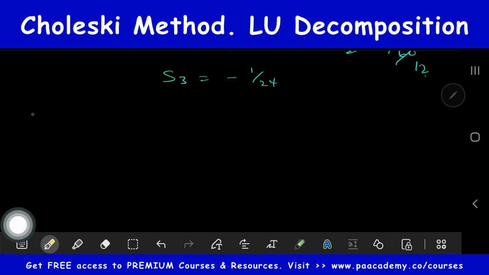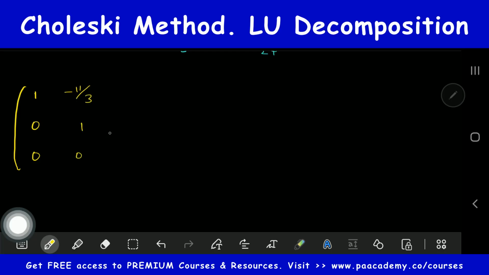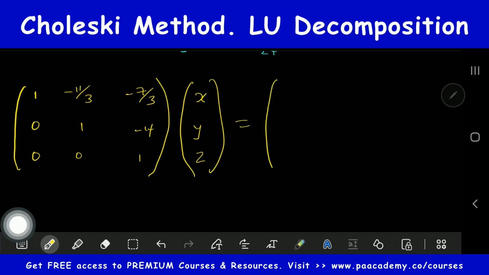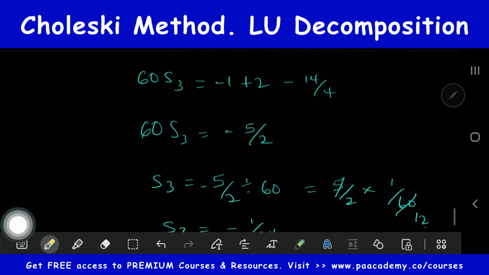So I'm going to be having the second matrix, which is 1, 0, 0, minus 11 over 3, 1, 0, and then minus 7 over 3, minus 4, 1. Then next to it, we are going to be having x, y, and z, equals the values we got for s1, s2, and s3, which is minus 2 over 3 for s1, 1 over 4 for s2, then minus 1 over 24. So you need to take note of this arrangement. This is what you are going to use to get your x, y, and z. You might want to pause the video and attempt it from here. It's just the same process as what we did earlier.